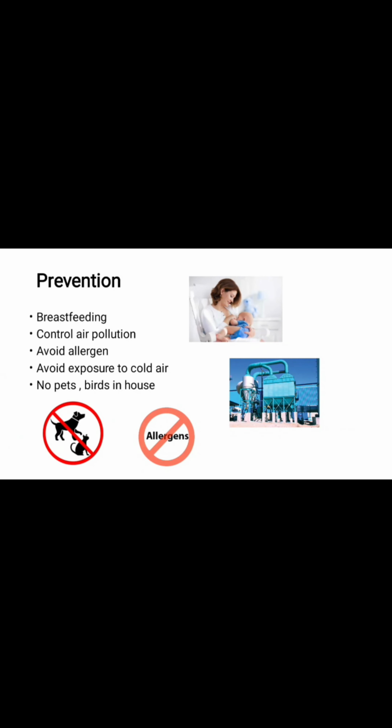Prevention of asthma by breastfeeding up to 6 months, controlling air pollution, avoiding allergens, avoiding exposure to cold air, no pets or birds in the house.